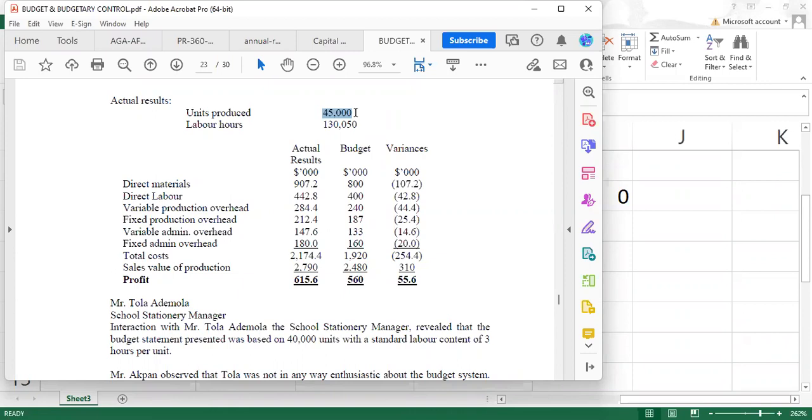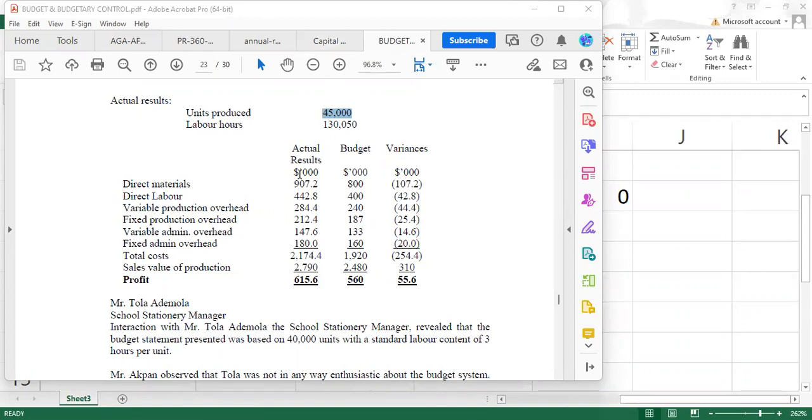Do you get 900? But are we still using the actual units over budgeted units times budgeted cost? That is how you do it. It doesn't change anything. That's how you get it. For everything, that's how we do. 40,000 is 800. How much should it be for 45,000? It is 45,000 divided by 40,000 times 800. Do you get 900? Yes.